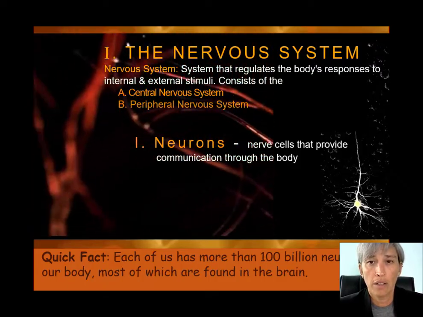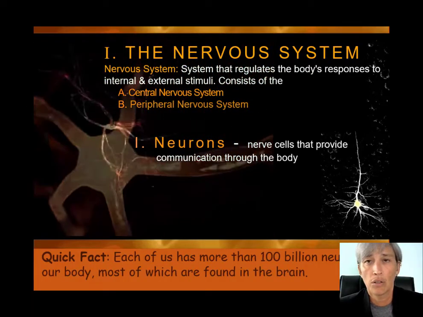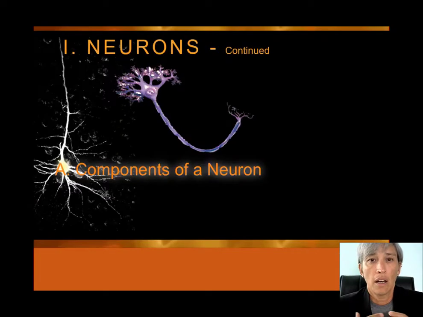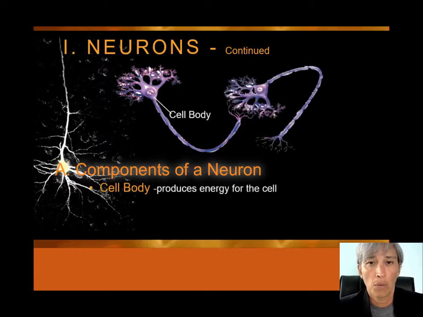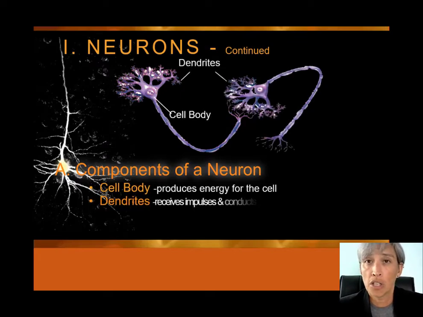So a neuron is the nerve cell that provides communication throughout our bodies. Components of a neuron look a lot like what is pictured here. So neurons communicate with one another by producing energy and an electrical impulse. They have the dendrites, which receive information, receive impulses, and conduct them through the cell body. I always think dendrite has an R, so it receives. That's how I remember it.